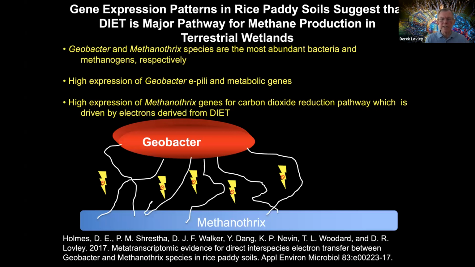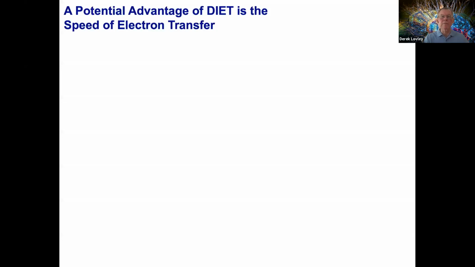We're interested in these because these wetlands are an important source of atmospheric methane, and methane, of course, is an important greenhouse gas. And from our metatranscriptomic analysis, we can see clear evidence in rice paddies, for example, of Geobacter and Methanosaeta/Methanothrix carrying out this DIET process. So I think there's still a lot of work to be done, but DIET is now a new paradigm for thinking about how these methanogenic environments work.